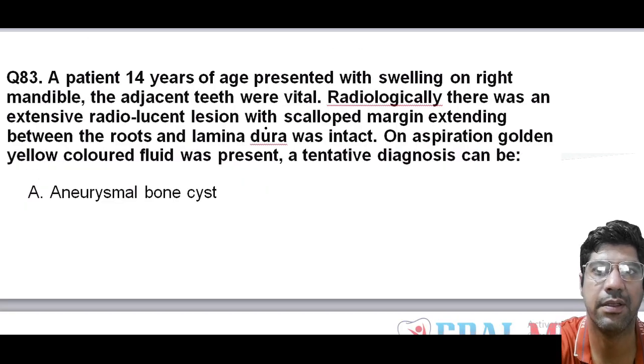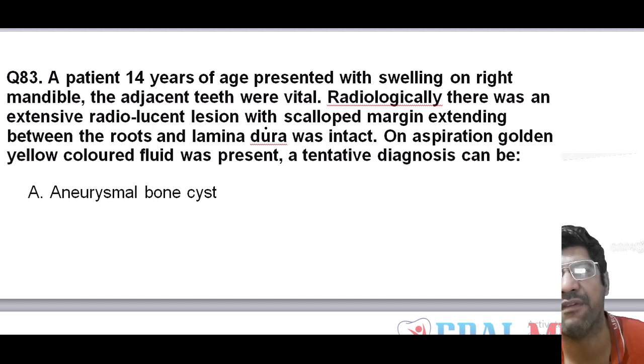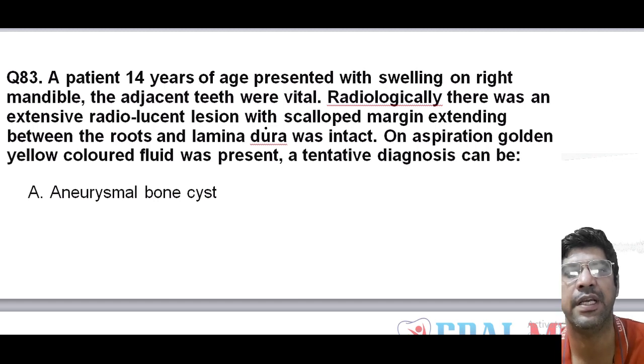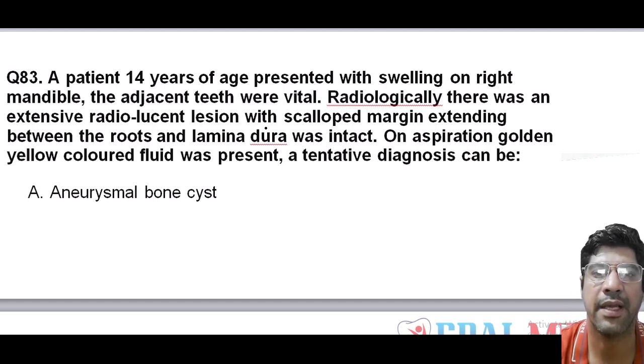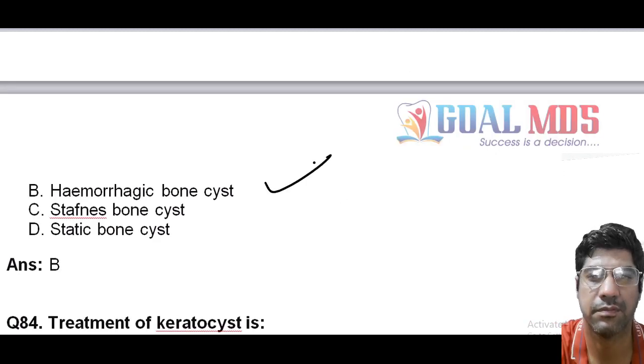A patient 14 years of age presented with swelling on the right mandible. The adjacent teeth were vital. Radiologically, there were extensive radiolucent lesions with scalloped margin that extends between the roots, and lamina dura was intact. On aspiration, you see a yellow colored fluid. Diagnosis is hemorrhagic bone cyst, which is also known as simple bone cyst.